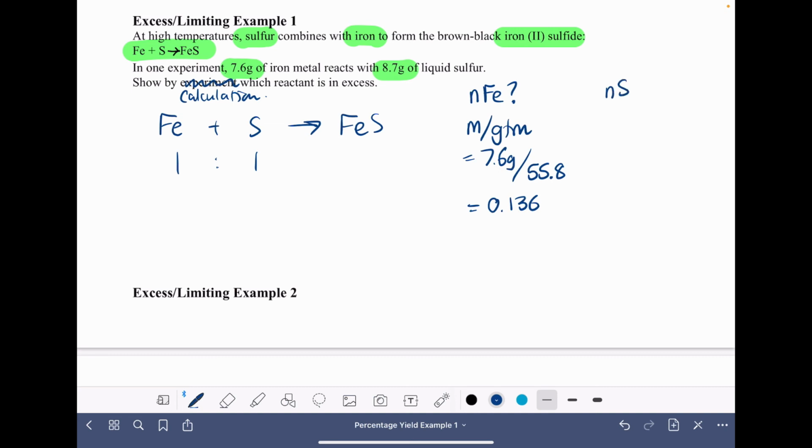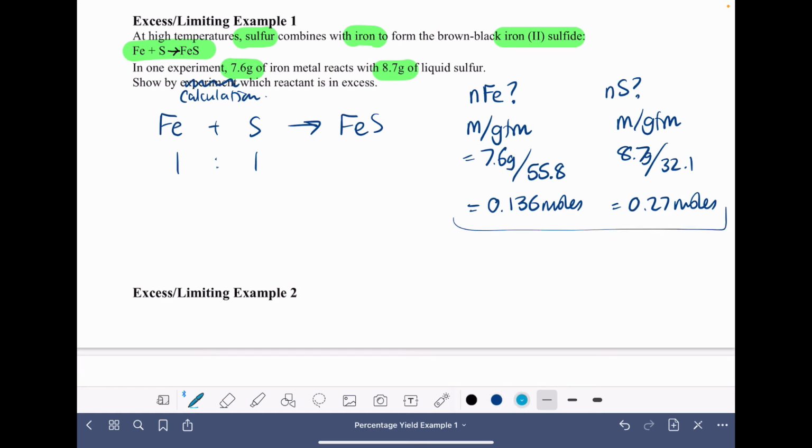What about the number of moles of sulfur then? It's calculated in the same way, mass over gram formula mass. From the question, the mass is 8.7 grams, and the gram formula mass from your data book is 32.1. So we actually have 0.27 moles of sulfur available. This is what we have available.